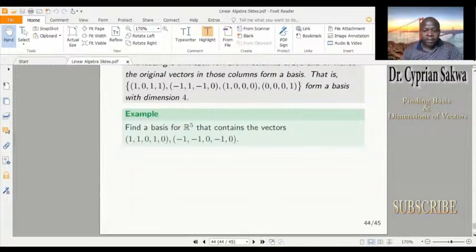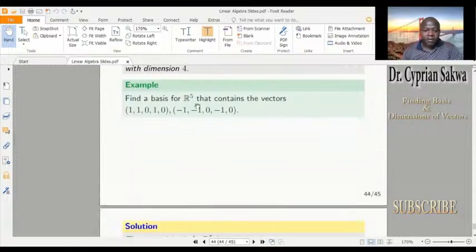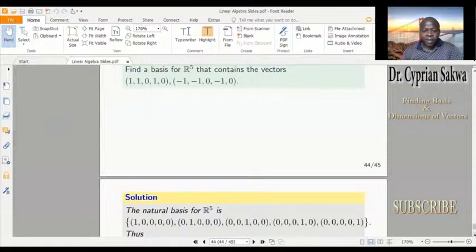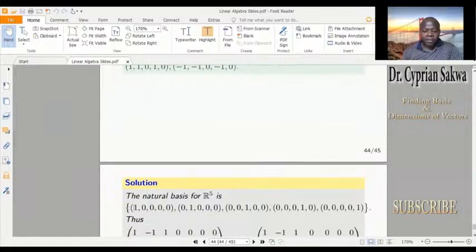Okay, let's look at this example. Find a basis for R5 that contains this vector and this vector. Now we must be knowing the natural basis for R5. The natural basis for R5 is this vector, this other vector, this other vector, this other vector, and this other vector. So this is a natural basis.